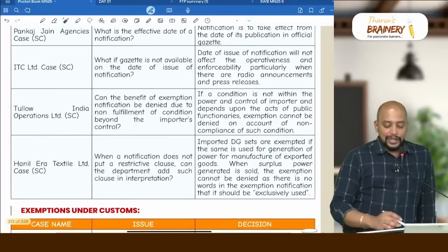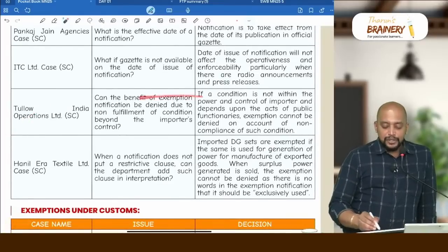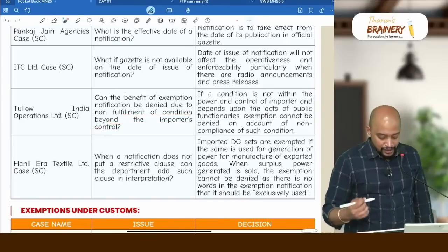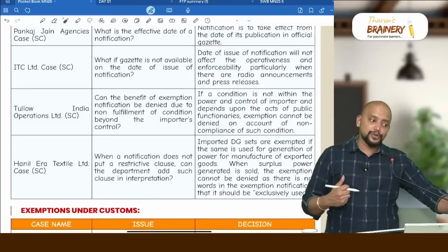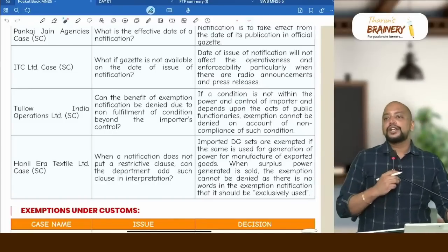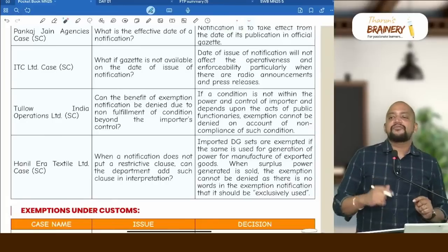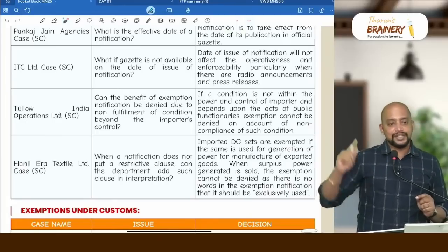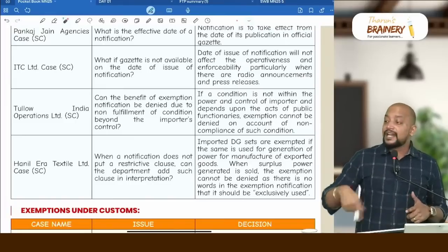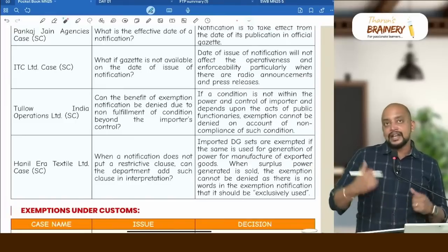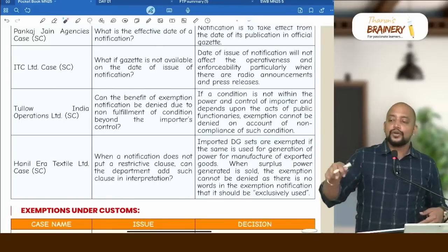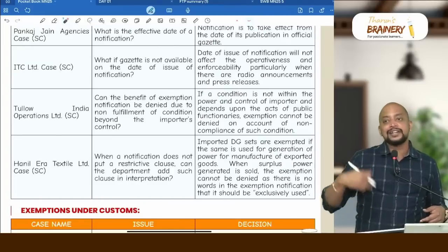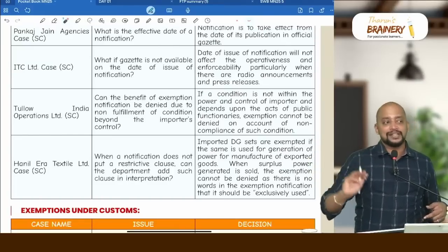Then the India operations case: can the benefit of an exemption notification be denied due to non-fulfillment of a condition beyond the importer's control? That is what has happened in this case. They have imported some goods and those imported goods are exempted. For that they need to get the essentiality certificate from the Director General of Hydrocarbons, a government authority. They made an application for the essentiality certificate, but they could not get the certificate on time. Because of that, the Customs Department said, no, as you did not produce the essentiality certificate, we are rejecting your exemption and you need to pay the customs duty.